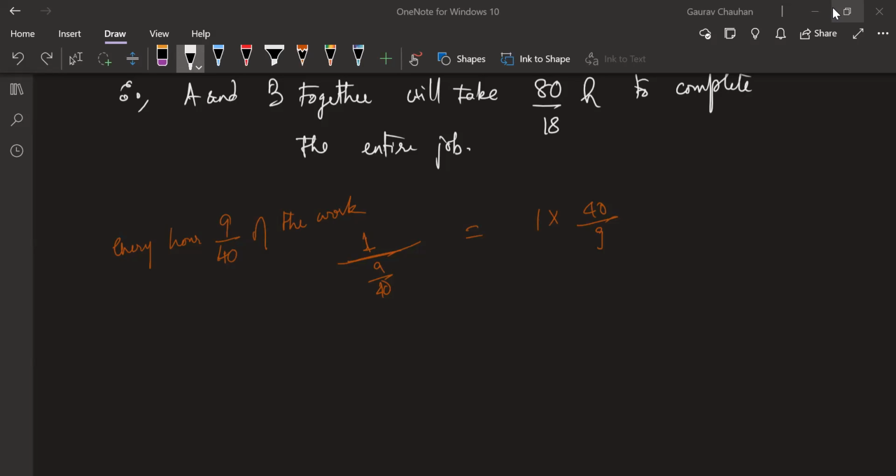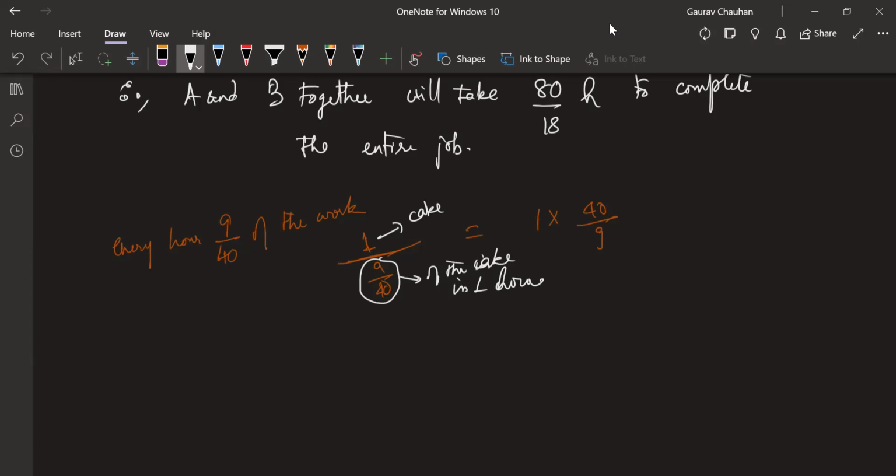Sir, I think because we are calculating it for one job. Okay, this is my one job. One cake. Chalo, let's take one cake. Together, they are eating 9 by 40 of the cake in 1 hour.